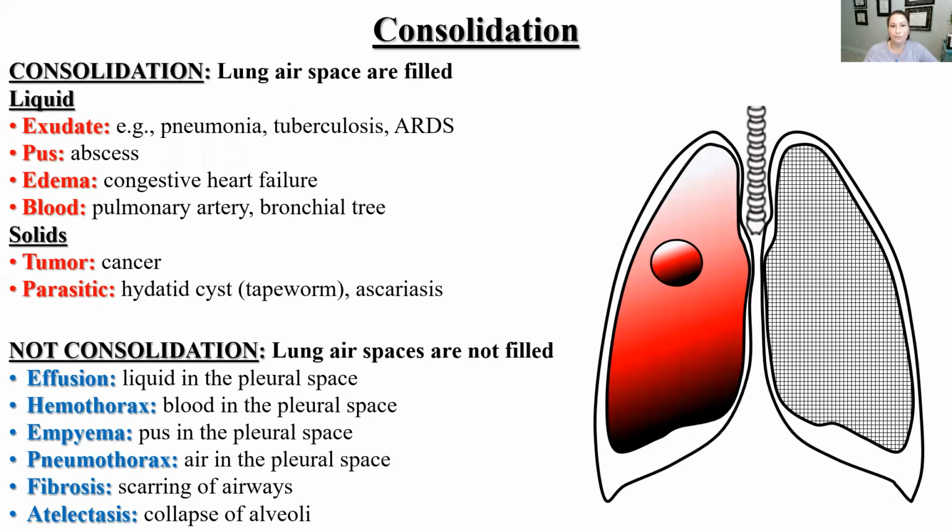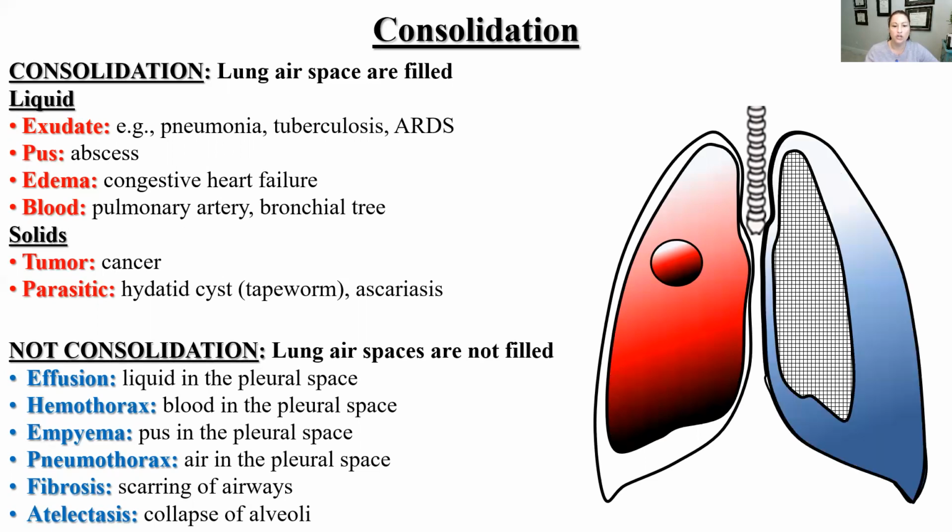Parasitics are not very common in the United States, but in third world countries, you can have something called a hydatid cyst, which is made up of tapeworms, or ascarids, which are large roundworms that can form masses within the lung. So that's consolidation. The air spaces are filled with something that is not air. Not consolidation, we're going to look at the other lung here and see that it's something that affects the pleural space, which is the tissue surrounding the area for gas exchange. So you can see the areas for gas exchange are compressed, but they're not actually affected themselves.